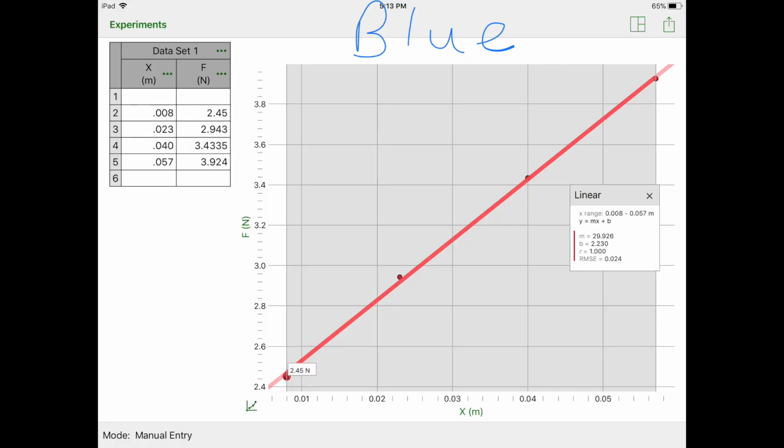Here is the data collected for the blue spring. It has an M slope of 29.9, so that is your K value for the blue spring.